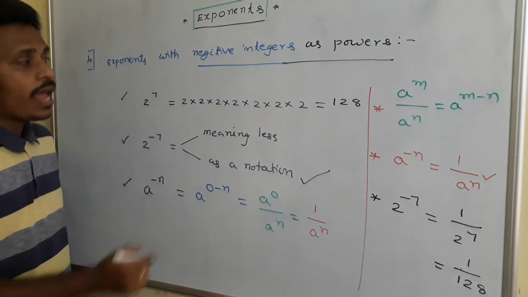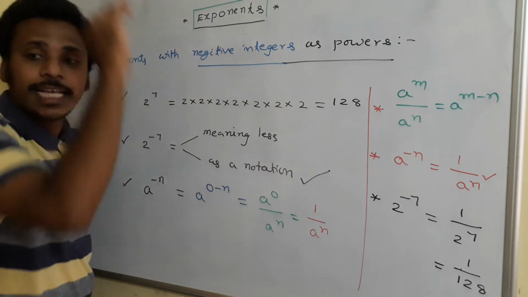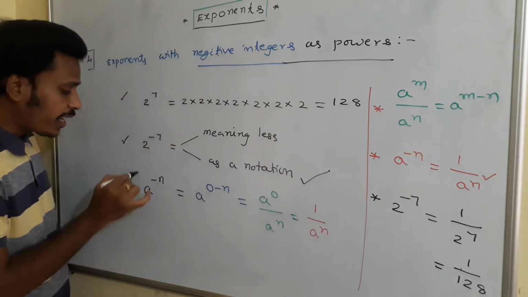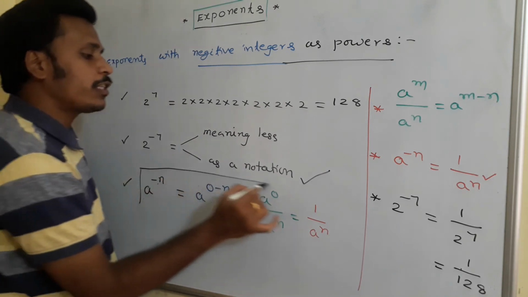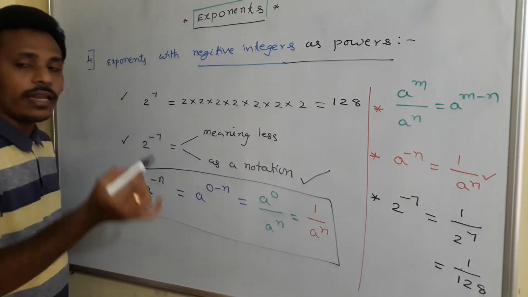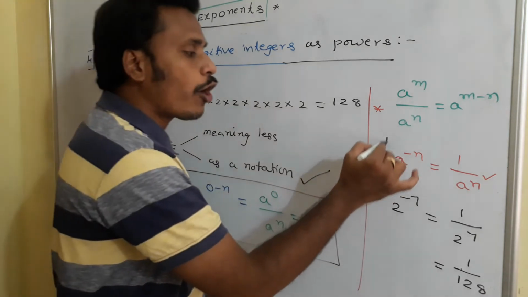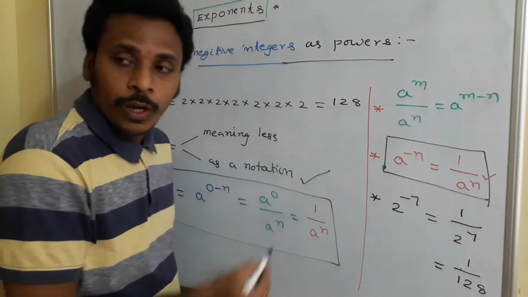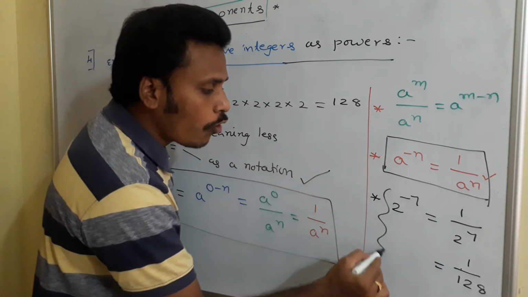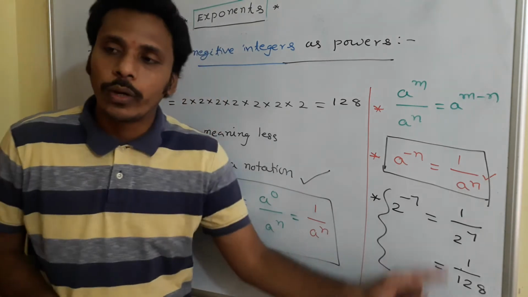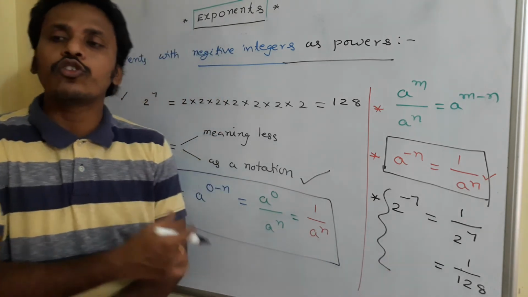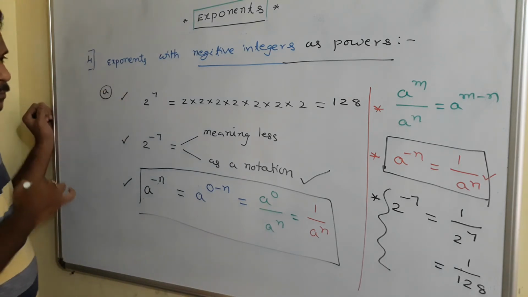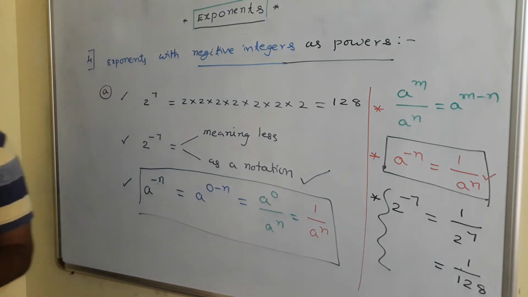That's the thing. Exponents with negative integers as powers. If power is a negative integer, then it can be developed with this particular logic. And finally, we formulate a power minus n as 1 by a power n. With that idea, the value of 2 power minus 7 is 1 by 128, for example. I will give you some more problems here. You just treat all these things as formulas. Okay, have a look.